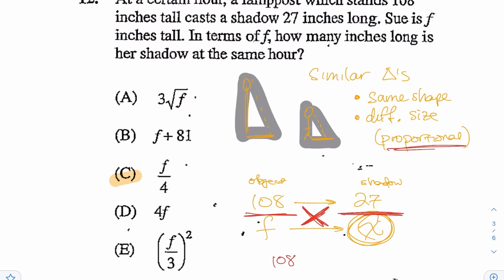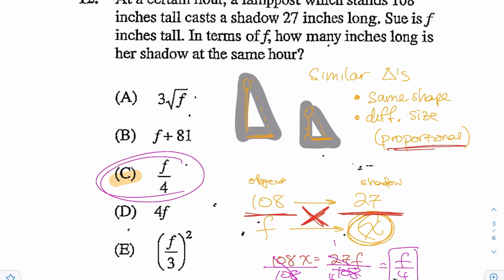So you know that 108 times X is equal to 27 times F. Now X is the variable of interest, so you have to isolate X. So you want to divide by 108. 27 and 108 have a common factor of 27, so that's just F over 4, which is equal to X. Choice C. So when you see shadow questions, this means that you have similar triangles. You have to set up a proportion, cross multiply, and then solve for the variable.